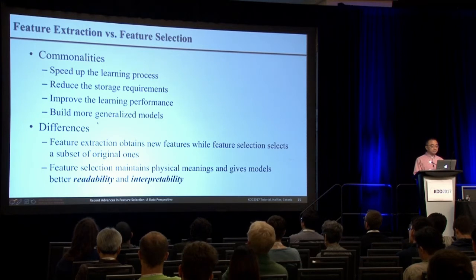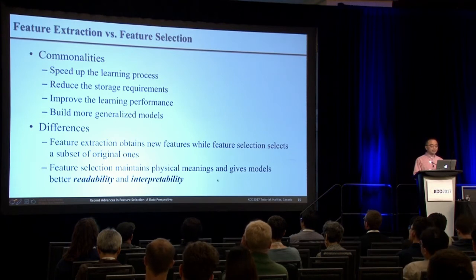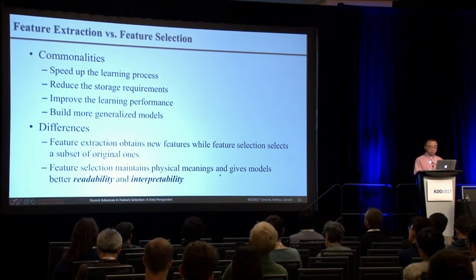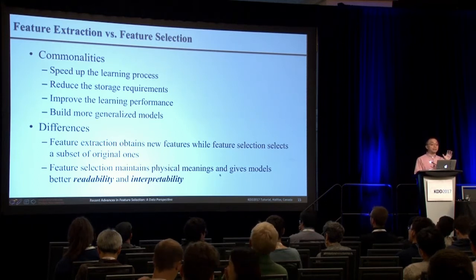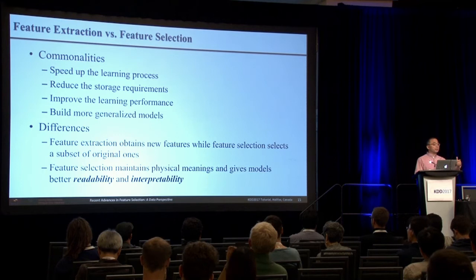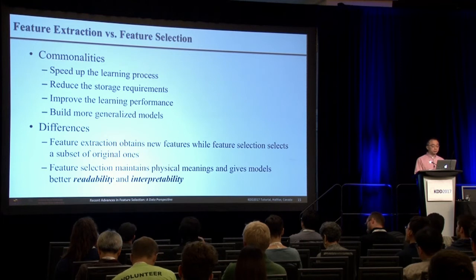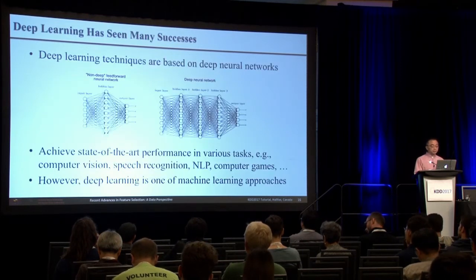So the differences are, different spaces for feature extraction, right? For feature selection, it maintains the physical meaning and gives models with better readability and interpretability. Because for domain experts, at the end of the day, you still need to talk to domain experts, right? They will tell you how wonderful you are for your data mining results. So in many cases it is very, very important to maintain the interpretability.